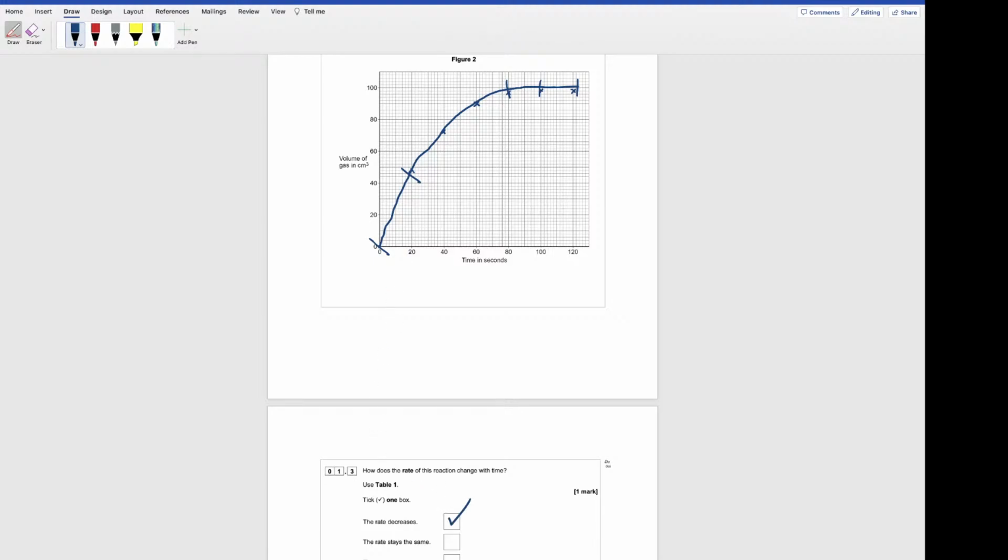You might like to think that actually it increases, it gets faster over time. It does at the start, but then over time it actually goes down until it stops completely.